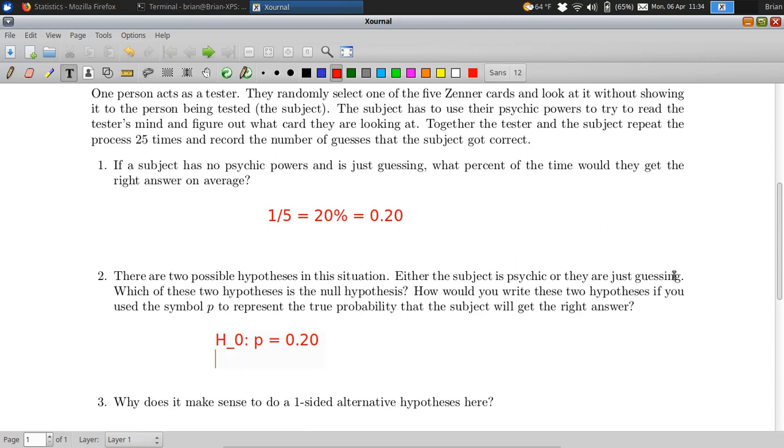And then the alternative is the hypothesis that actually, no, maybe there is something going on here. So maybe they really are psychic. And if they're really psychic, then I guess they're going to be right more than 20% of the time.